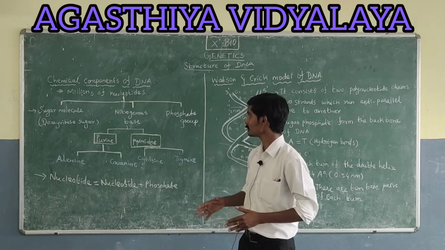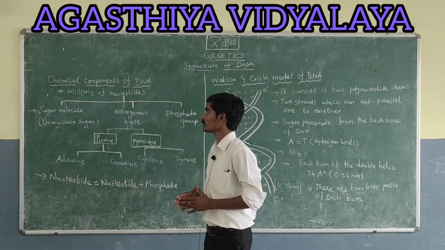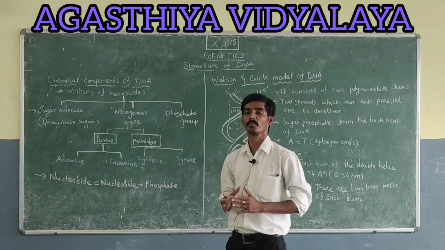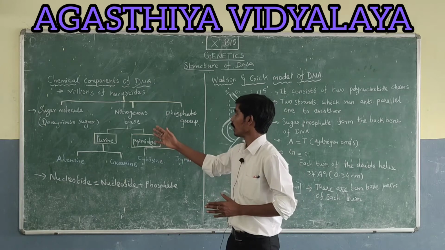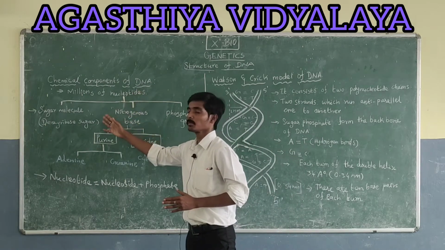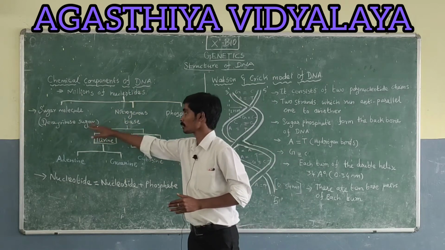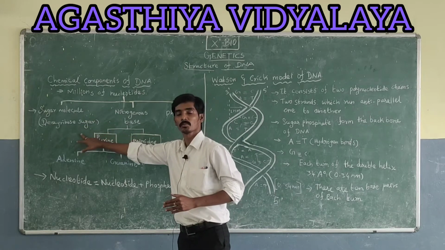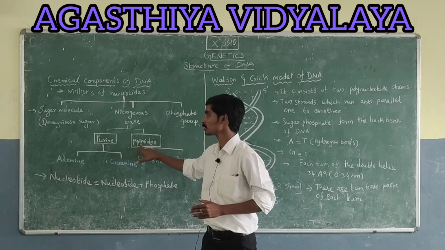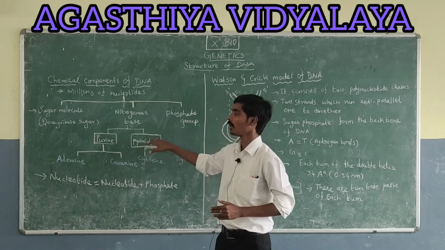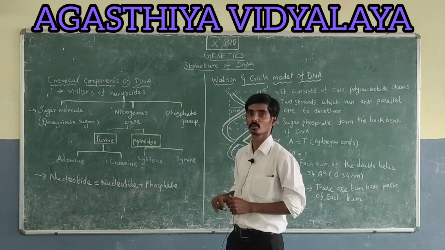Now we will discuss the chemical components of DNA. The DNA has millions of nucleotide chains, so it is called polynucleotide chains. And the DNA has three important components. The first one is the sugar molecule, called deoxyribose sugar, the second one is the nitrogenous base, which has two types, purine and pyrimidine, and the third one is the phosphate group.